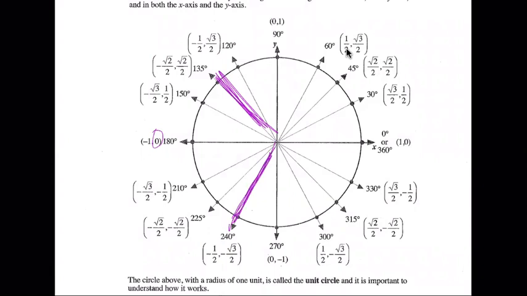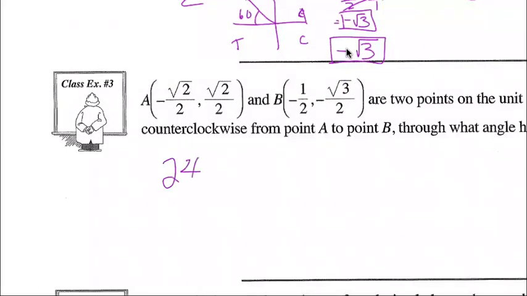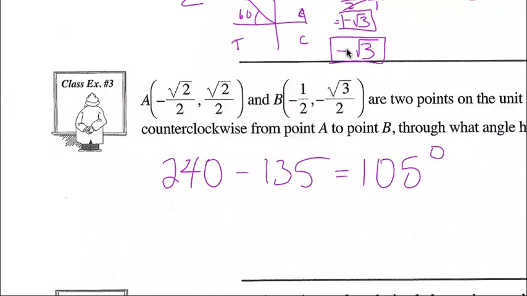If an object rotates counterclockwise from A to B, through what angle has it rotated? How many degrees has it gone if it goes from there to here? Well, I know this is 45 degrees, and I know this is 60 degrees. 45 plus 60, 105 degrees. Or you could think, well, this is 135 and this is 240. 240 take away 135 is 105. 2 ways to think about it. 240 minus 135 is equal to 105 degrees.